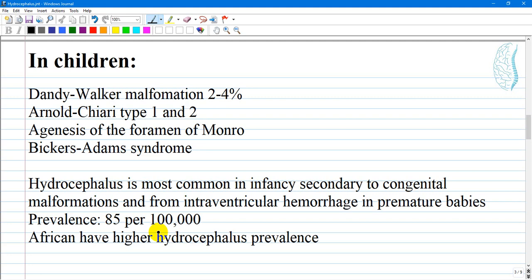Hydrocephalus is most common in infancy, secondary to congenital malformations and from intraventricular hemorrhage in premature babies. The overall global prevalence of hydrocephalus is approximately 85 per 100,000. Africans have a higher hydrocephalus prevalence.